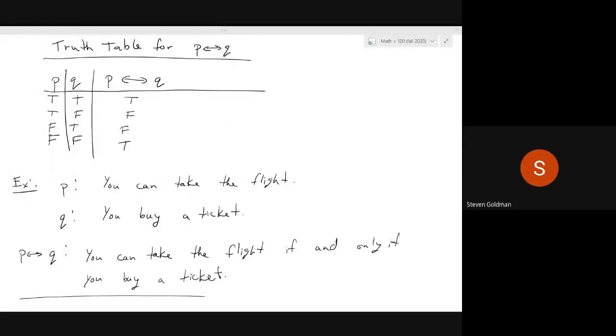Somebody's asking about the P only if Q. Why is that the same thing as saying if P then Q? I assume that's your question. We can go over that for a moment. Let me just do one more thing first before that.